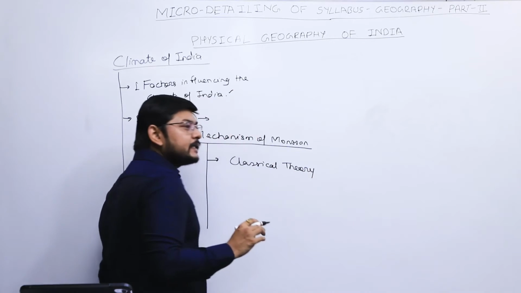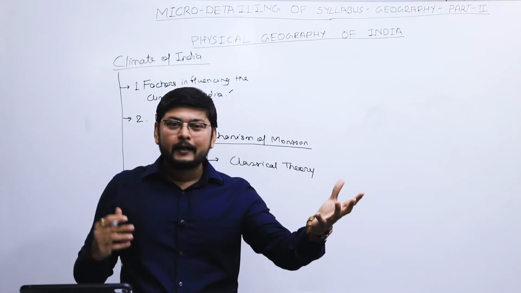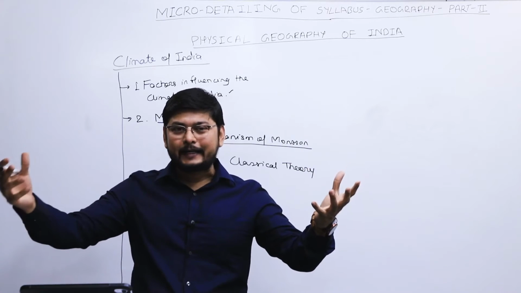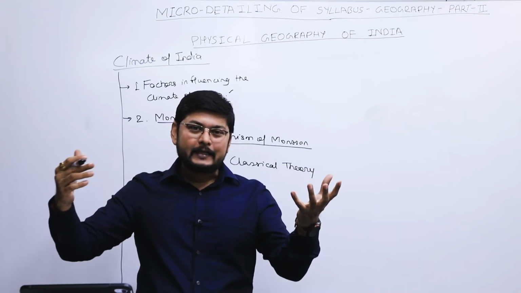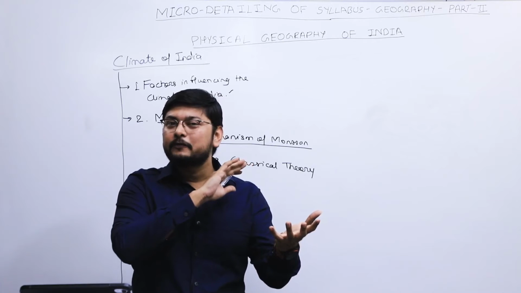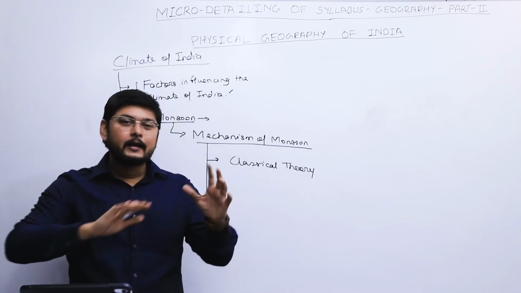These classical theories were given at a very old time. For example, there is heating of land, and this heating of land attracts the air. Therefore, because of this heating of land, monsoon wind is drawn in. Monsoon winds are attracted to this region and the rainfall occurs.